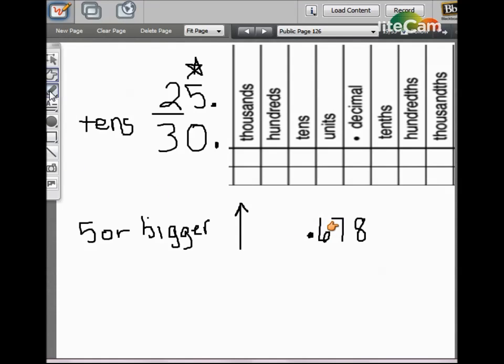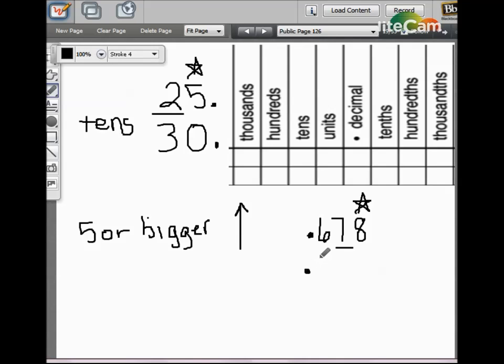I'm going to underline the place I'm rounding to. I'm rounding to the hundredths place. I underline the hundredths place, star the number right after it. Now we're going to look at our star of the show, our 8. Is that a 5 or bigger, that number? If it is, I'm going to give that 7 a shove up. Remember, 5 or above, give that underlined number a shove up.